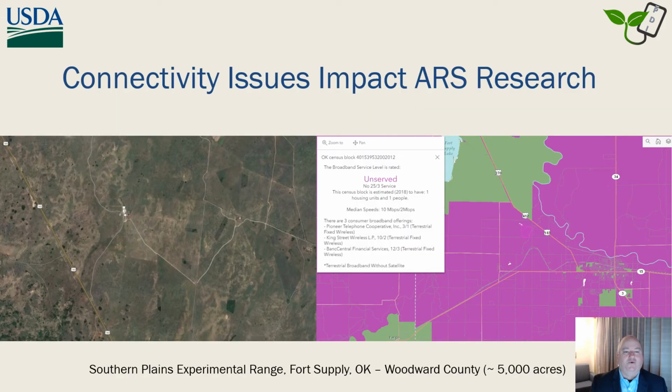For example, in Fort Supply, Oklahoma, we have the Southern Plains Experimental Range. This range is roughly 5,000 acres and has very poor connectivity. According to the FCC data, the census block where the range is located has median speeds of 10.2. Based on my personal experience, I think this estimate is fairly high. Looking at the left-hand image, the station headquarters is the white dot that is to the left and up a little from the center of the image.